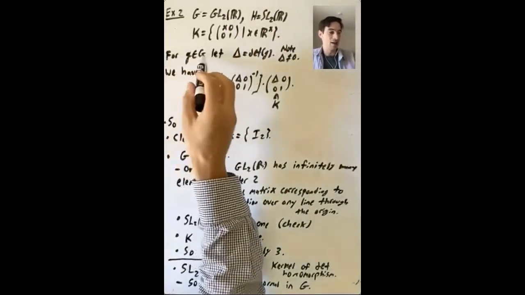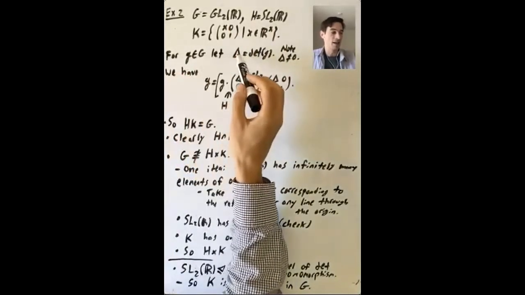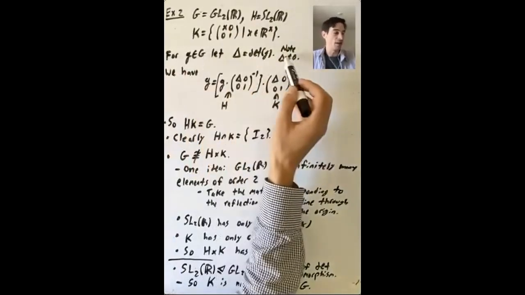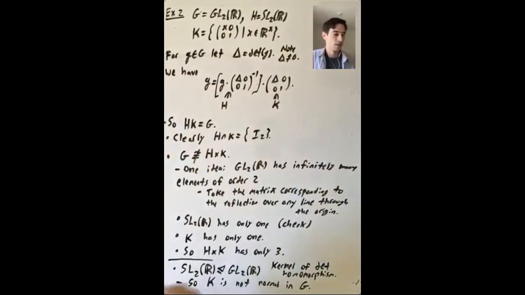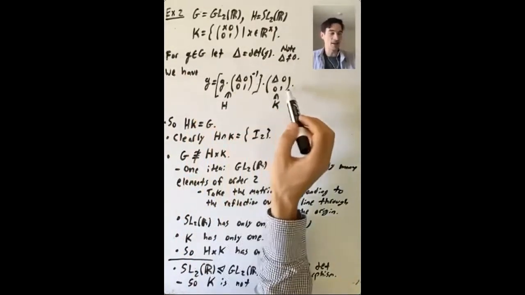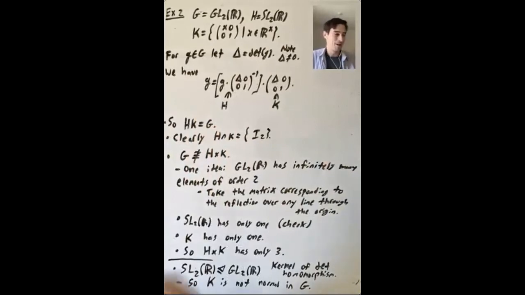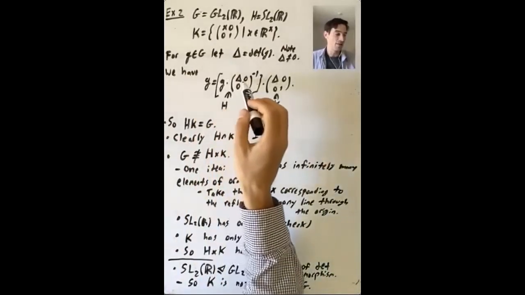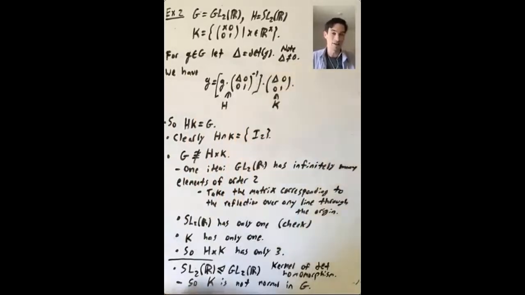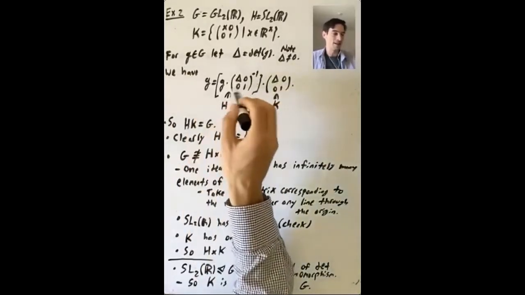So let's take an element little g in G and let delta be its determinant. And just by being in GL2R, note that delta is not 0. We can write g as a product of something in H times something in K. This is a little bit of a trick. You just take g itself times the matrix delta, 0, 0, 1, inverse. Okay, what is this matrix?